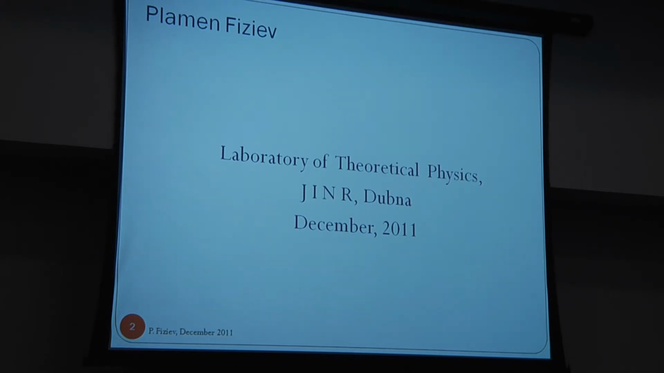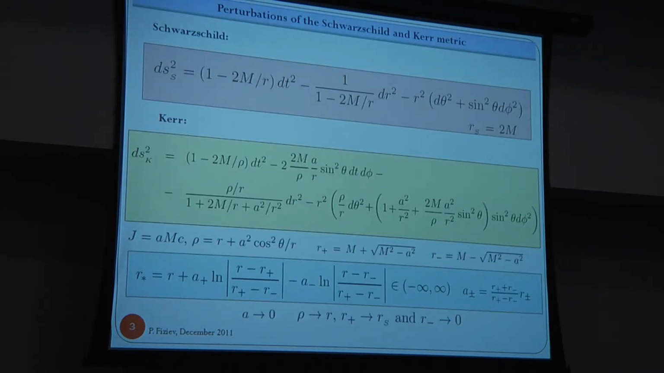My present affiliation is Laboratory of Theoretical Physics, Institute of Nuclear Research, Dubna, but in principle I'm from Sofia University, Department of Theoretical Physics. So first I'd like to remind you some basic things in two most important metrics related with black holes, Schwarzschild one and Kerr one.